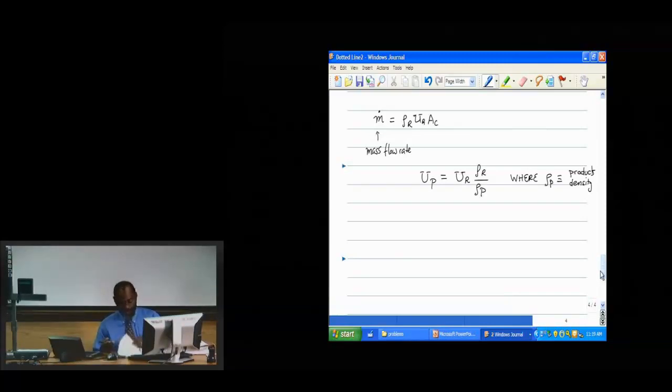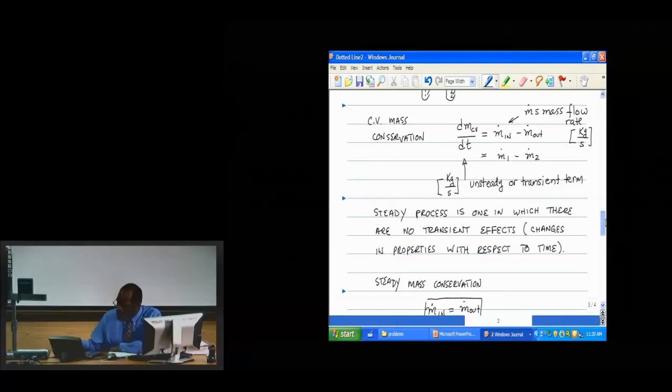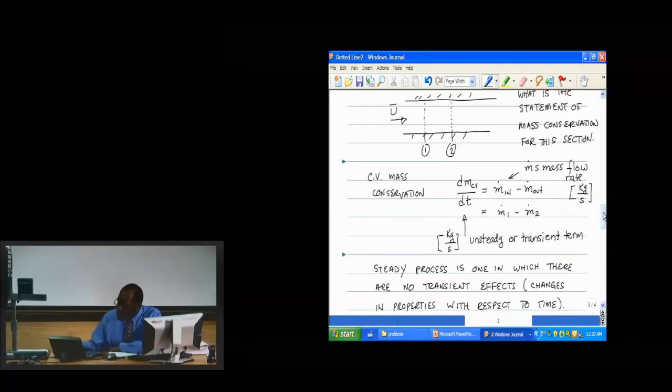Okay. So the example problem, there it is. So container filling time. Why is this related to fire? We'll see shortly. So earlier we said that dmv dt is equal to m dot in minus m dot out.